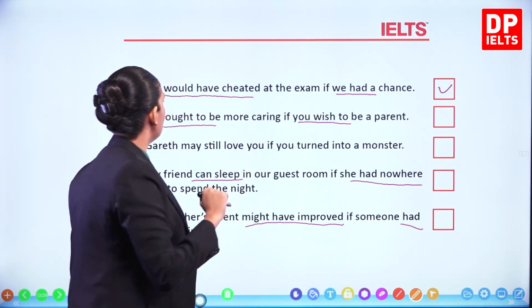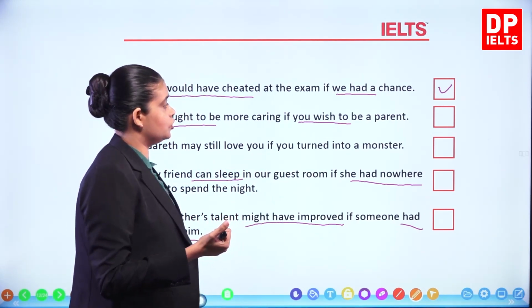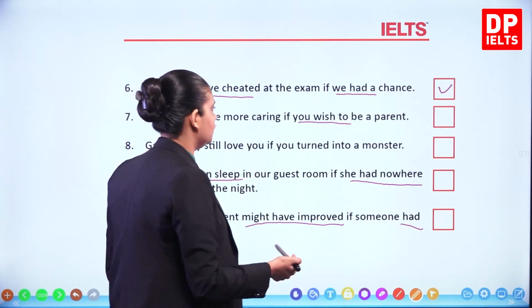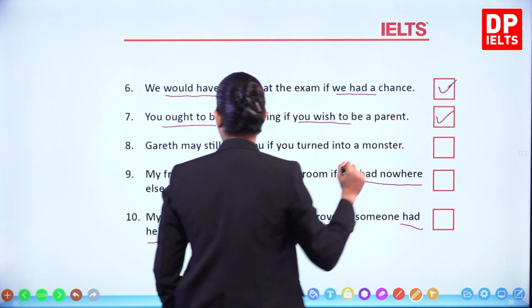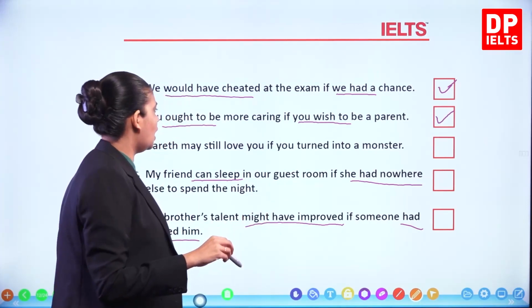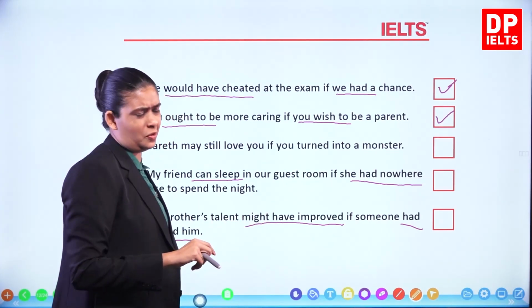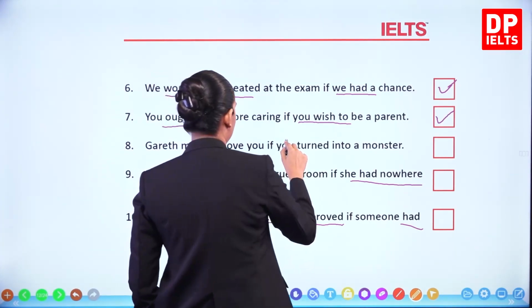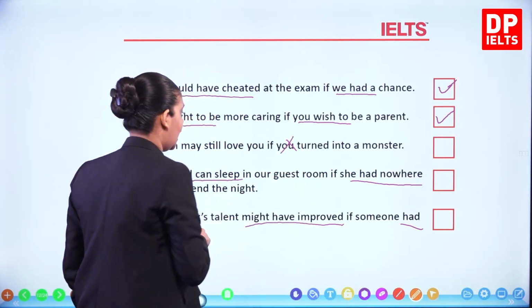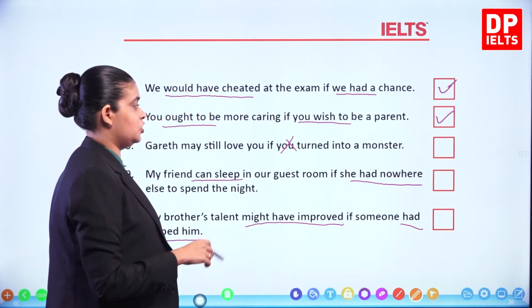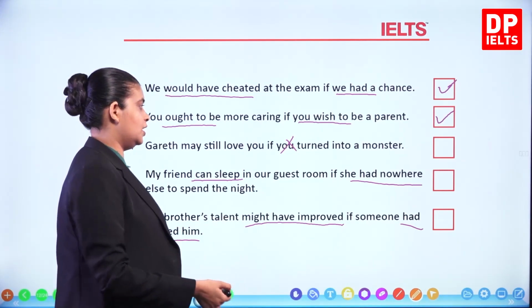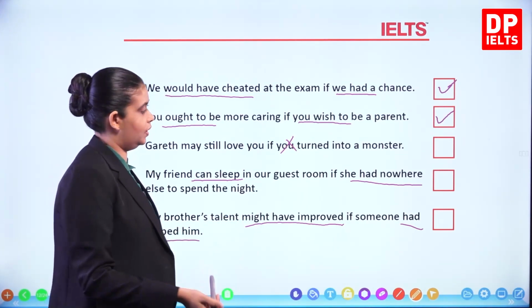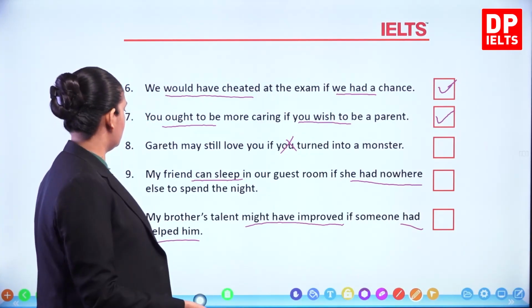Okay. You ought to be more caring if you wish to be a parent. Again, that's fine, right? So something highly possible to happen, so the tenses are all okay. Gareth may still love you if you turn into a monster. No, that's completely wrong. Can sleep in our guest room if she had nowhere to sleep. Wrong. Highly likely if she has nowhere. Okay, so again the tense is wrong.